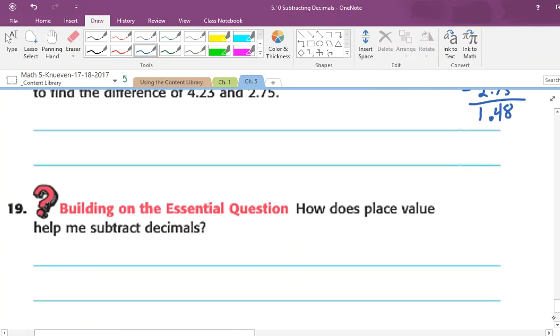And then how does place value help me subtract decimals? Well, what do we always do when we add or subtract decimals? We align the place values.